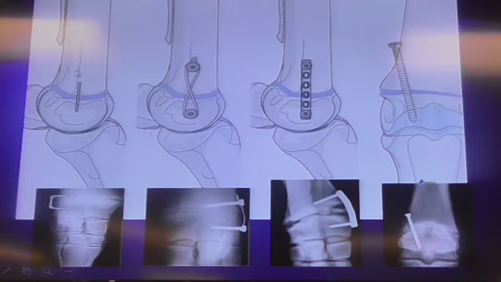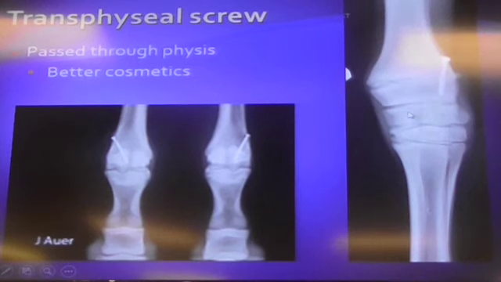So this is just what I showed. This one's a staple. You see the blue here is the physis. Here's your screw and wire. Here's your, you can do a plate. And here's a transphyseal screw. So posterior physis, you get the idea. You're just locking in that side of the physis.